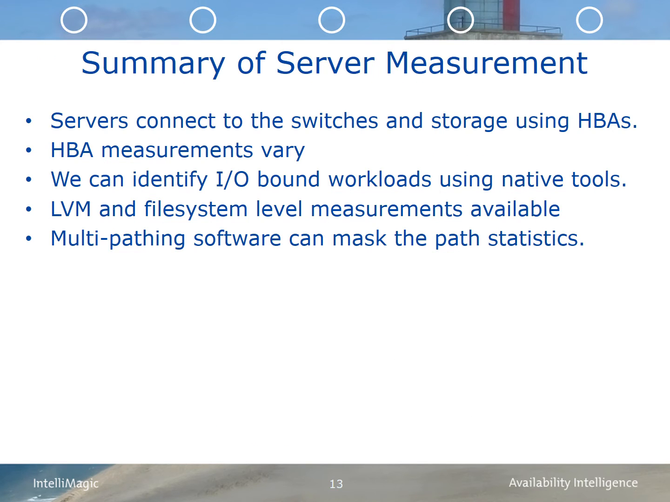So let's just summarize the server measurement. Servers connect to the switches and the storage using HBAs. We can get information about that HBA, but it's going to depend on the manufacturer. We can also get information about the nature of the workload, whether it's IO bound or not, using the native tools. And we can get information about logical volume and physical or virtual disk performance. Most of these have latency as well as the throughput and rates. And then lastly, the multipathing software can actually mask the individual path statistics, but if they're available, they can be helpful in troubleshooting performance issues.